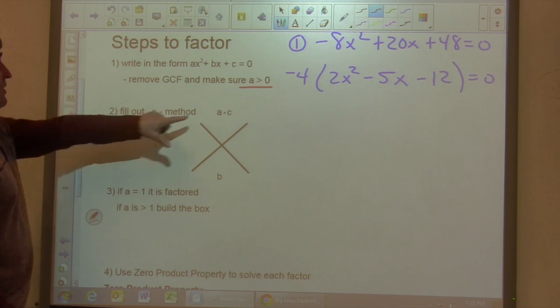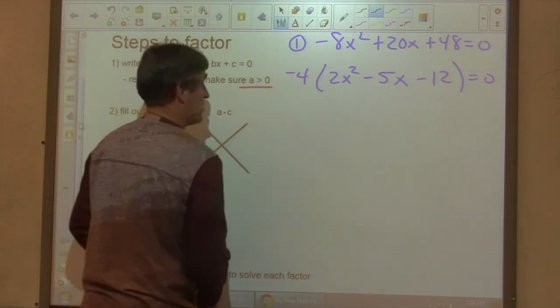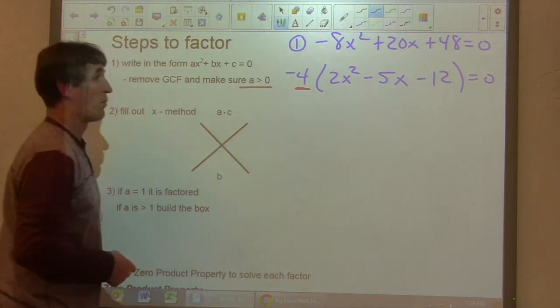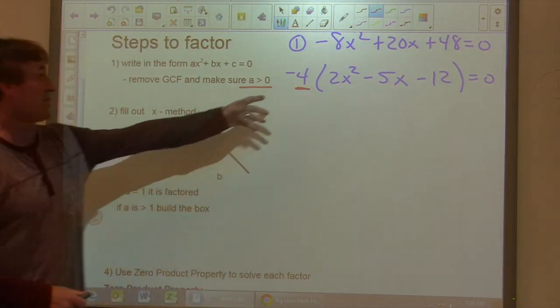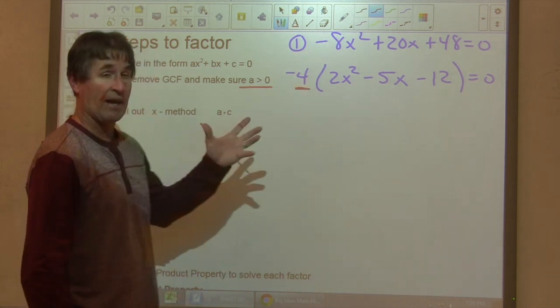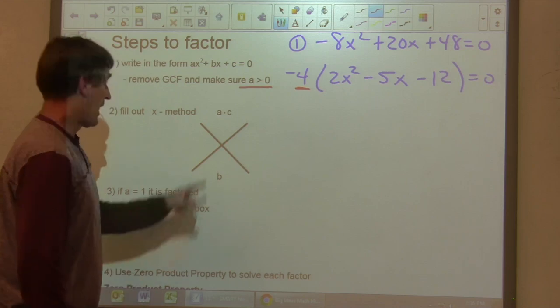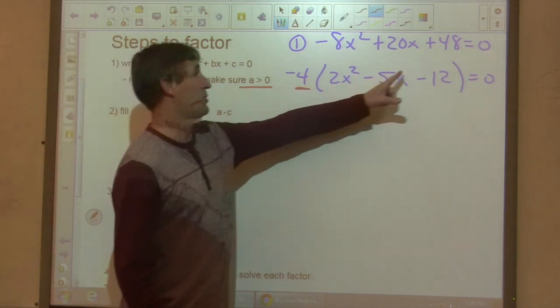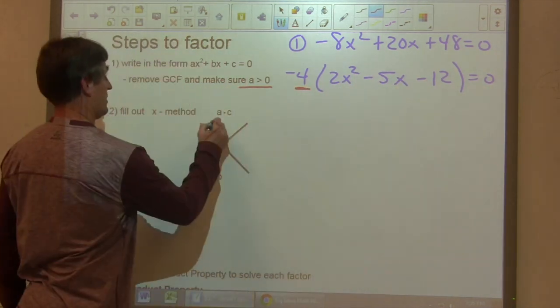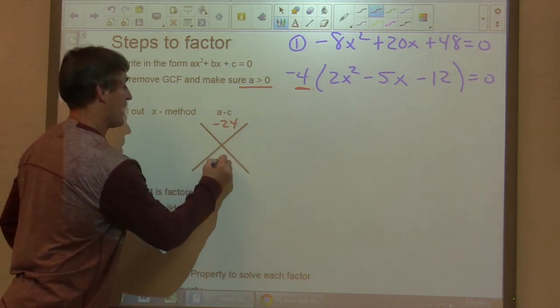Now we're going to fill out using the x method. So a times c. This -4 now we don't have to worry about any longer, because there's no x with it. If there was an x with it, we'd deal with that, but you won't have any on the assignment like that today. So our a times c, 2 times -12, is -24, and b is -5.